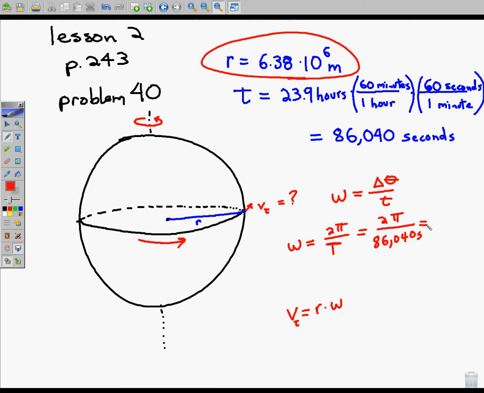And if you crunch that out, what do you get for the angular velocity? 2 pi over 86,040. It's 7.3 times 10 to the negative fifth radians per second. So that's how fast the Earth is rotating. That's the angular velocity of the Earth.